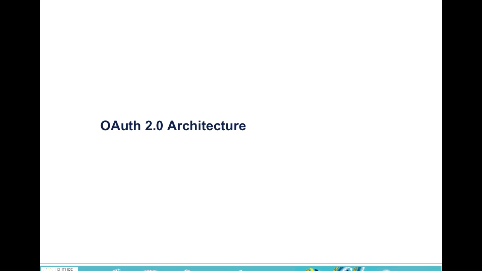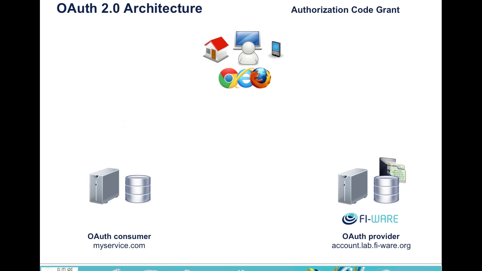OAuth 2.0 can be used in 4 different scenarios. These scenarios imply different messages to exchange the access token, and they depend on the nature of the client that requests this access token. I will explain to you the architecture of these scenarios in FI-WARE. The first one is the authorization code grant. This scenario is the most representative in the second version of OAuth.